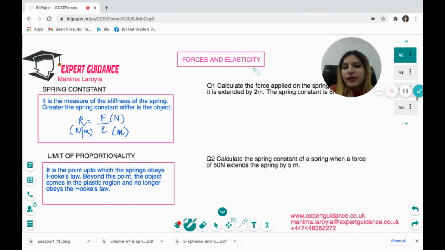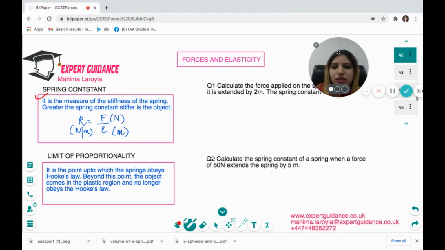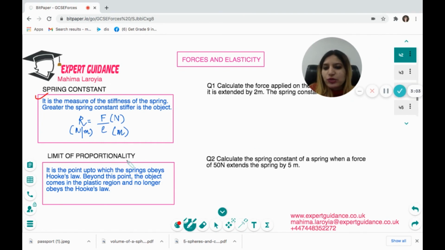Okay, so now we can rearrange this. The spring constant is given by force over extension. So if they give you force and extension in the question, you can divide the two to get the spring constant. And what is the limit of proportionality? It is the point up to which the spring obeys Hooke's law. Beyond this point, the object enters the plastic region and no longer obeys Hooke's law.